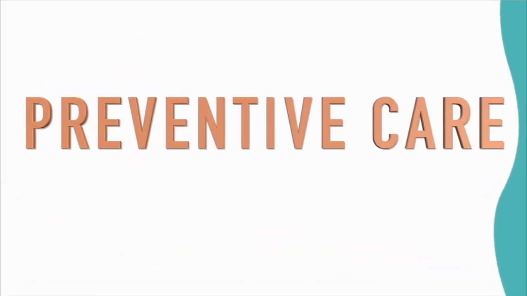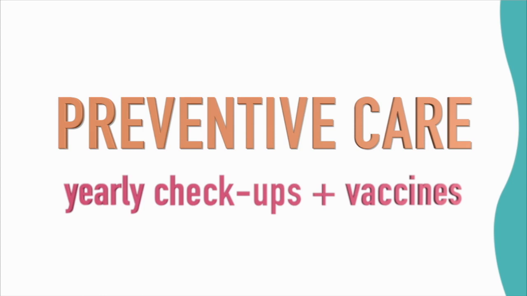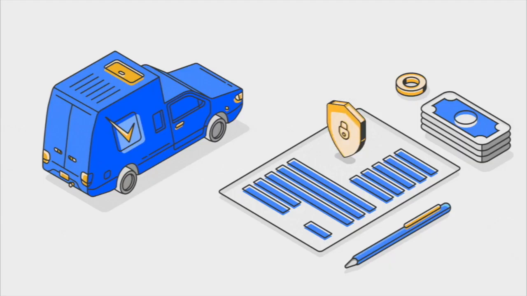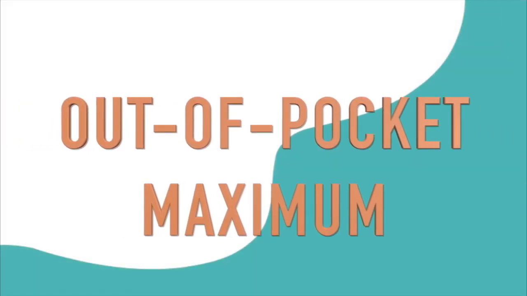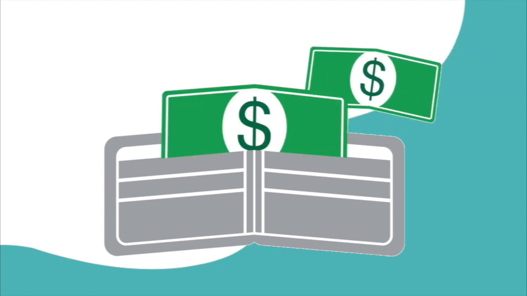Then we have our preventive care, which is services such as yearly checkups or even vaccines that will help keep you healthy. This is usually paid by the insurance under the Affordable Care Act, also known as the ACA. Then we have our out-of-pocket maximum. This is the most you pay during a coverage period, which is usually a year.